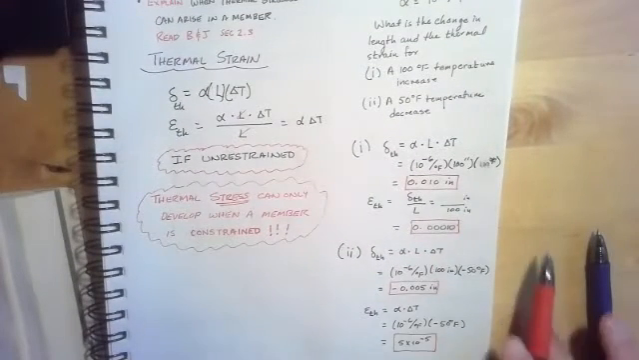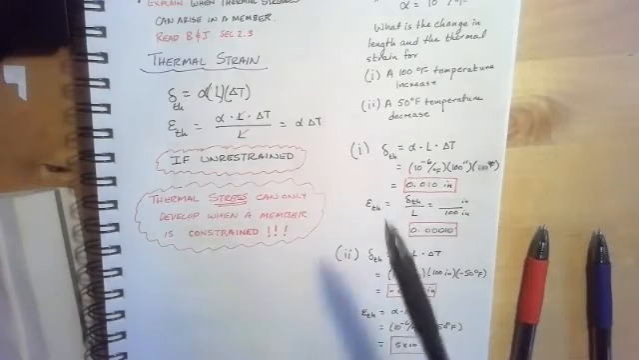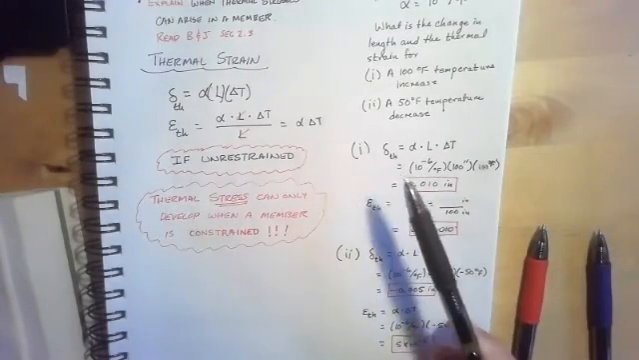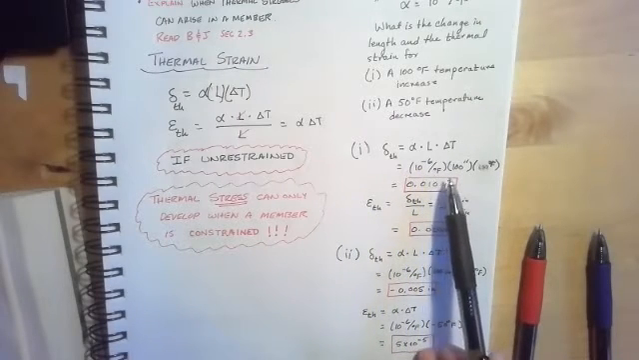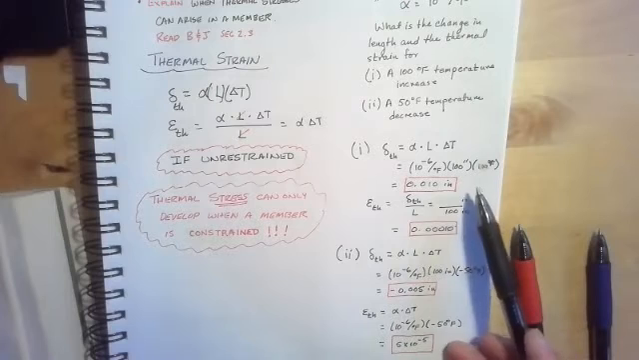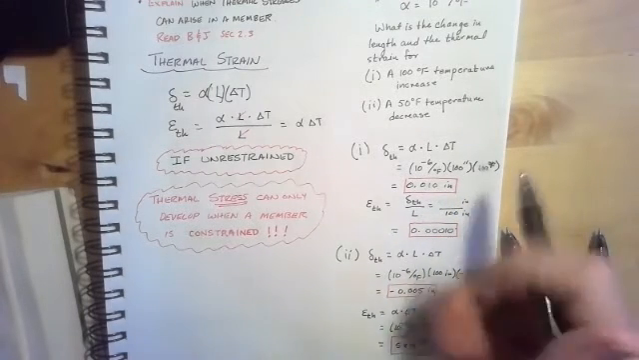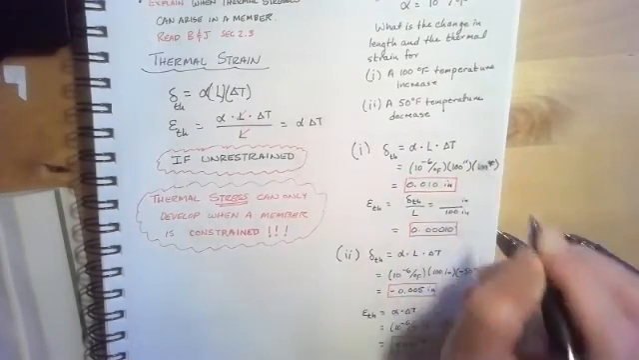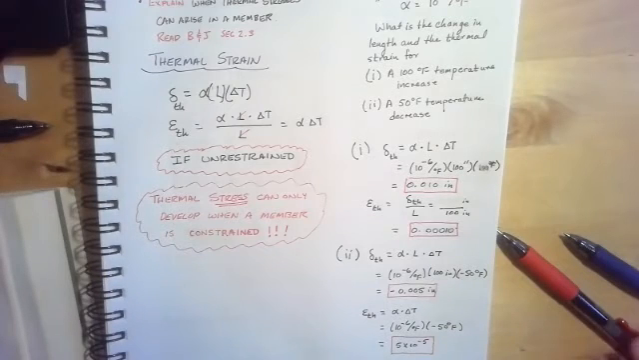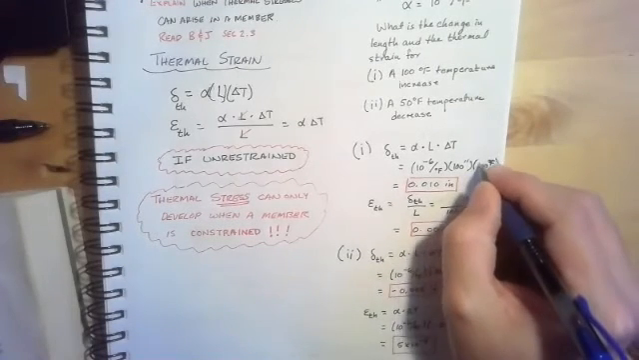So for the first case, I'm asked for the thermal deformation. And to do that, I'm going to need to use the equation that says that the thermal deformation is equal to alpha times L times delta T. Alpha is 10 to the negative sixth per degree Fahrenheit. The original length is 100 inches. And the change in temperature is 100 degrees Fahrenheit. So that gives us a deformation of 0.01 inches.